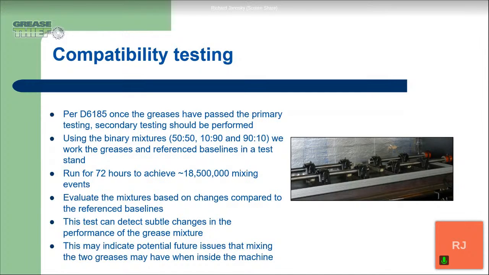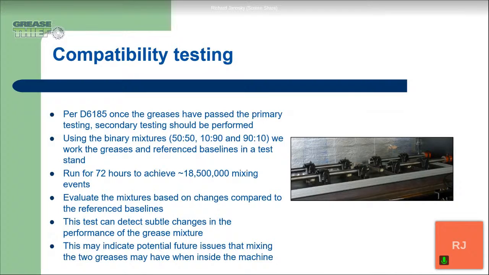So in that compatibility testing, we follow ASTM D6185, and that outlines the primary testing that the grease mixture should pass. And once the primary testing is satisfactory, we move on to an additional secondary testing that we perform. So in the secondary testing that we perform at MRG, we get the binary mixtures as laid out in the standard of 50-50, 10-90, and 90-10.